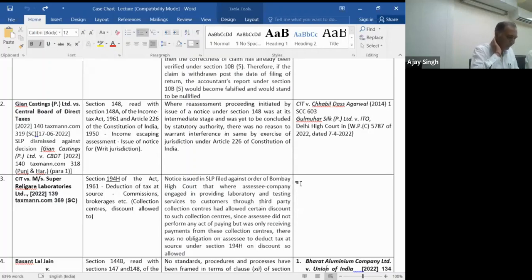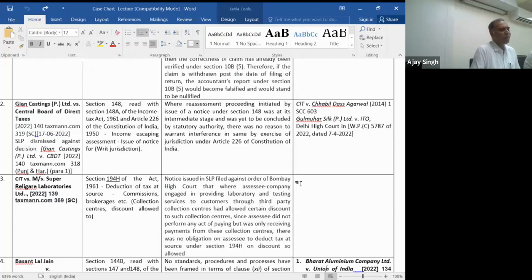There was a case where the assessee, engaged in providing laboratory and testing services to its customers through third-party collection centers, had allowed certain discounts to such collection centers. Since the assessee did not perform any act of paying but was only receiving payment from these collection centers, there is no obligation on the assessee to deduct tax at source under section 194H on discounts so allowed.